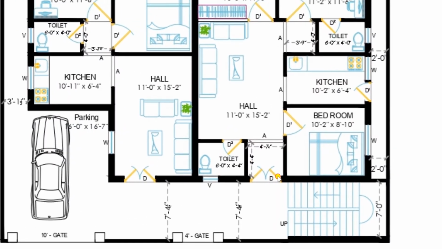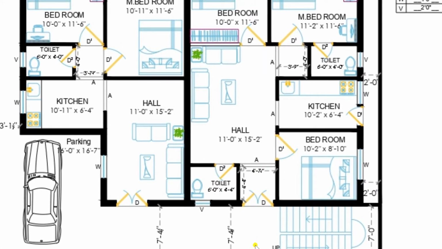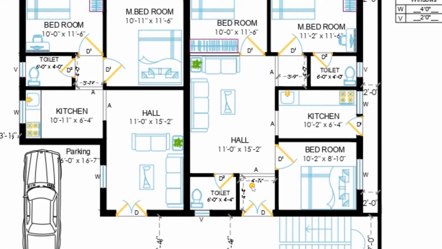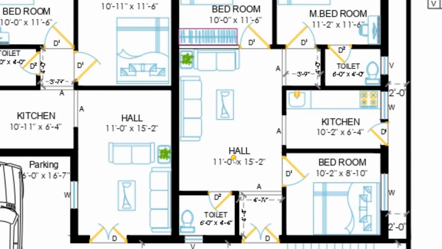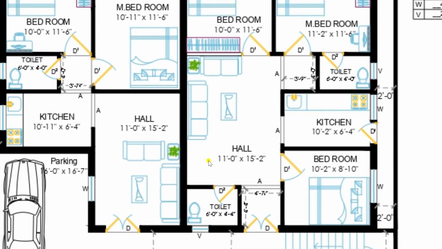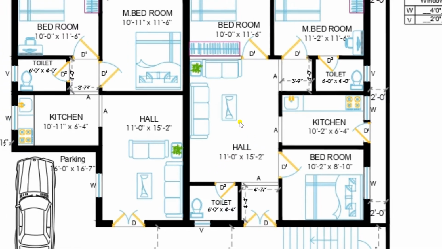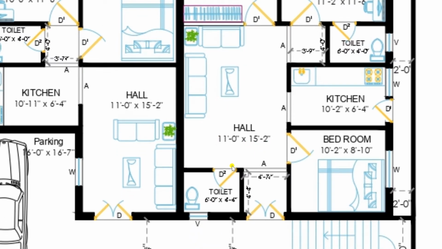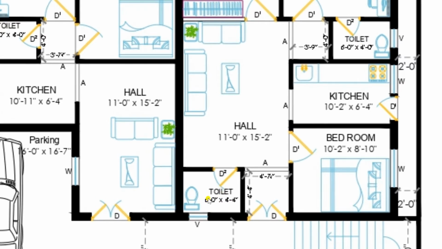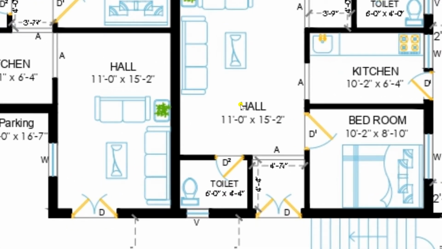Now I am entering into the second family portion through the main door. There is a lobby of size 4 feet 7 inches. From this lobby I have entered into the hall, a very lavish and comfortable hall which can be used as a multi-purpose living room cum guest room of size 11 feet by 15 feet 2 inches, which is attached to a toilet of size 6 feet by 4 feet 4 inches.